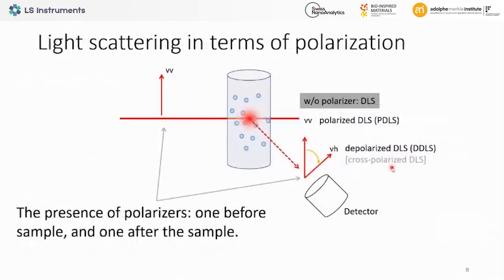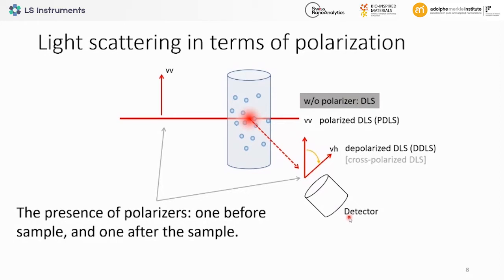So we can now distinguish light scattering in terms of polarization, right? This is an idealized scenario. Here is our incoming laser beam, which is usually linearly polarized. A standard laser provides you linearly polarized light, so the polarization we term vertical. Now here we have a scattering event, and scattered light is getting to the detector.